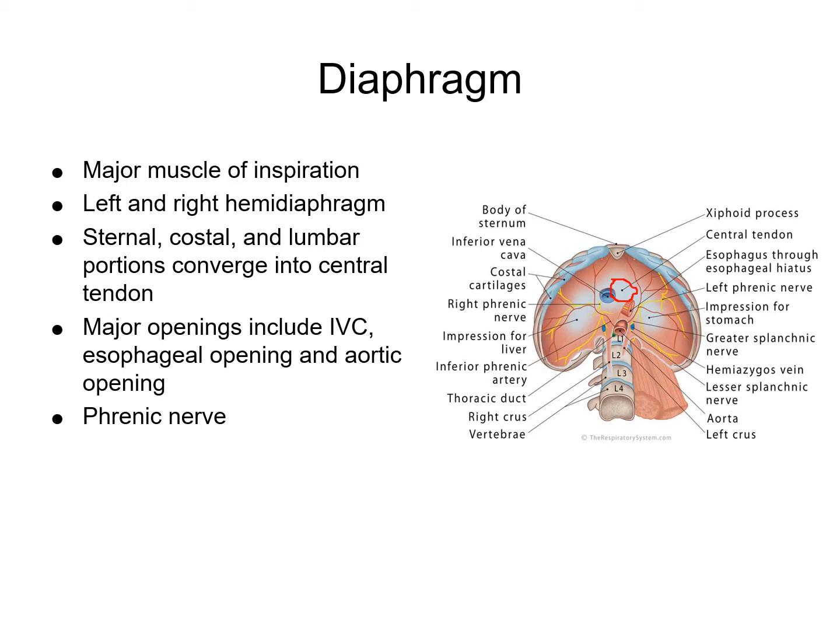So there are 3 major openings which are really important to allow for different vessels to go through the diaphragm. These include the IVC, the inferior vena cava, which is this cavity right here. I'm circling now in red. That's going to give the deoxygenated blood supply back to the heart. That's coming from all the components below the heart.